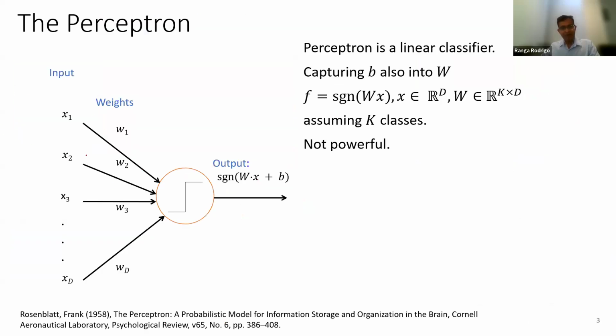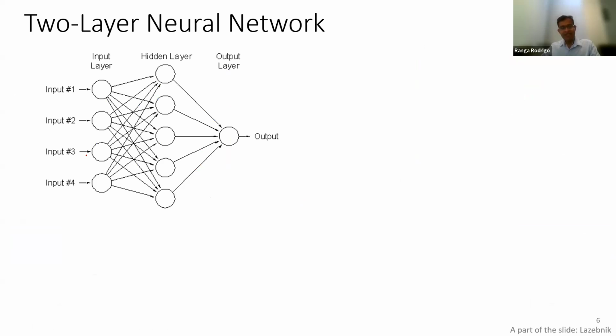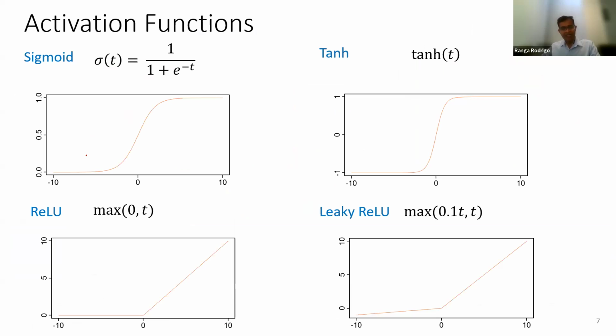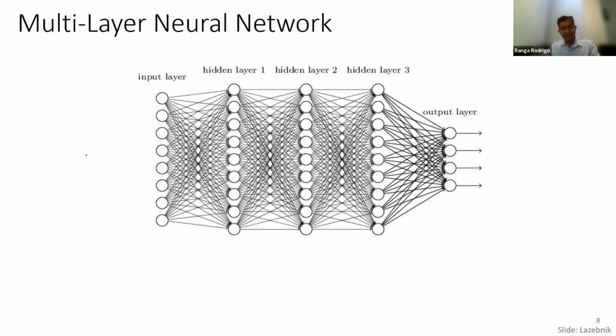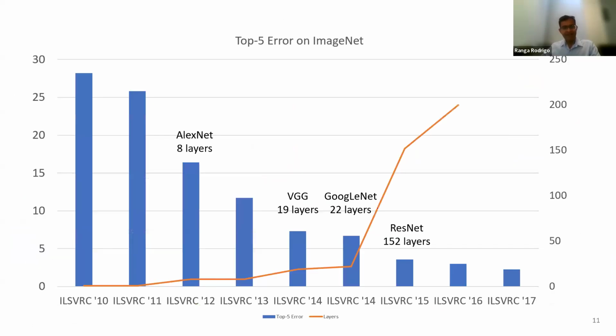So we learned about the perceptron, and actually this is a linear classifier. And then we learned about bag of visual words and so on. Then two-layer networks, and we learned about these activation functions. Then we learned about multi-layer neural networks, and then briefly about the need for gradient descent. I will do an example today about gradient descent. And then we looked at the revolutionary thing that happened in 2012 with AlexNet.